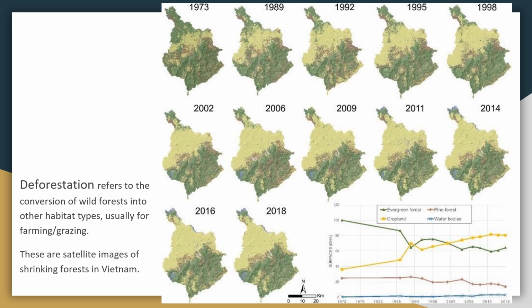Starting in 1973, you can see the time lapses as we go from left to right and then down the 3 rows. And the green is the forest, and notice the forest is converting into this yellowish lighter green color, which is not forest, it's cropland.